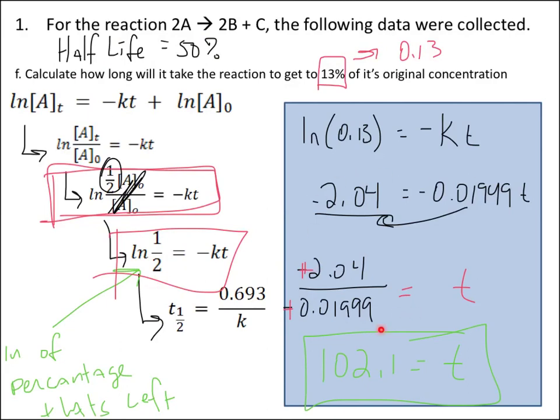All right, so make sure that you catch that, and if you didn't, listen to it again. Half-life is 50%. We wanted 13, so rather than putting a 0.5 here, we put a 0.13 because it's 13%.